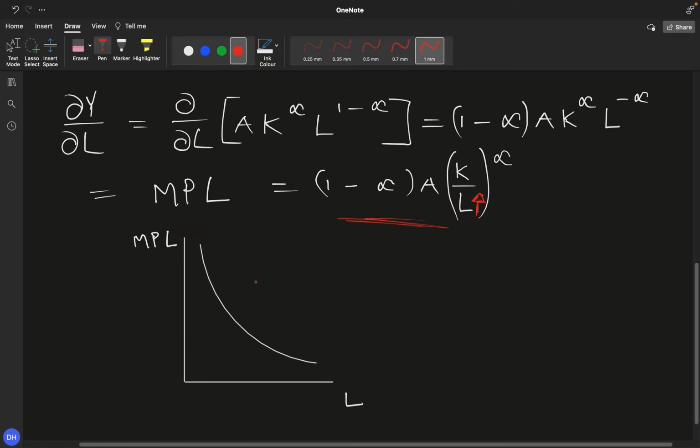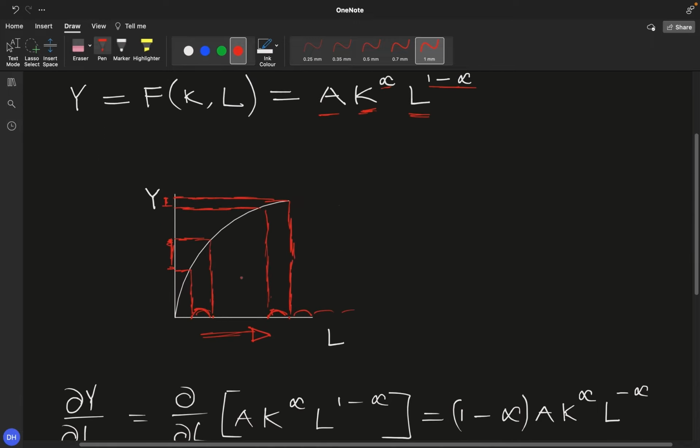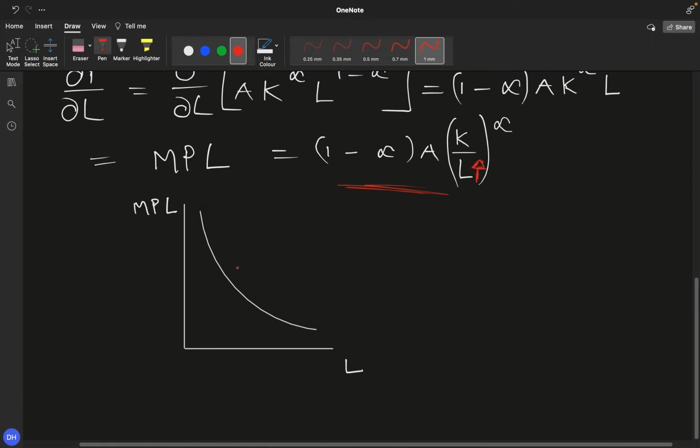And that's shown here if you plot marginal product of labour as a function of labour. So this is just the first derivative of this. You can see that as we increase labour, the marginal product of labour gets smaller and smaller, always positive. So this is asymptotic to the x-axis, but it's always diminishing.